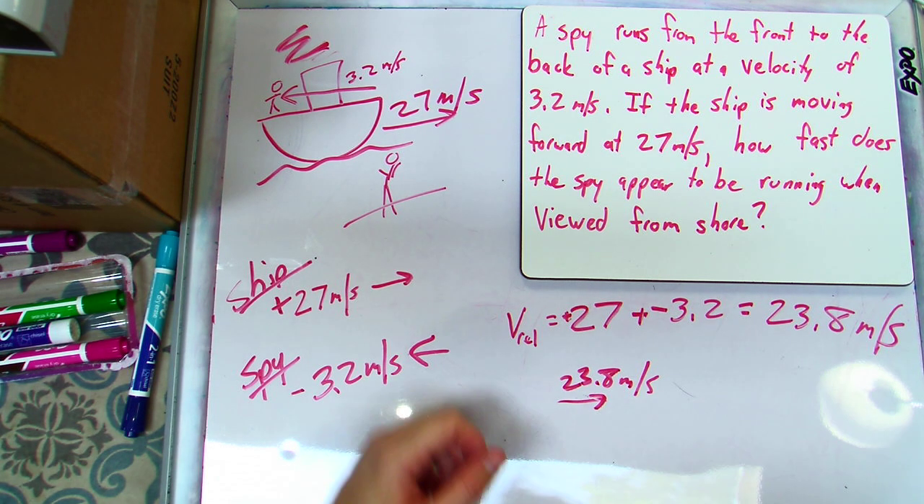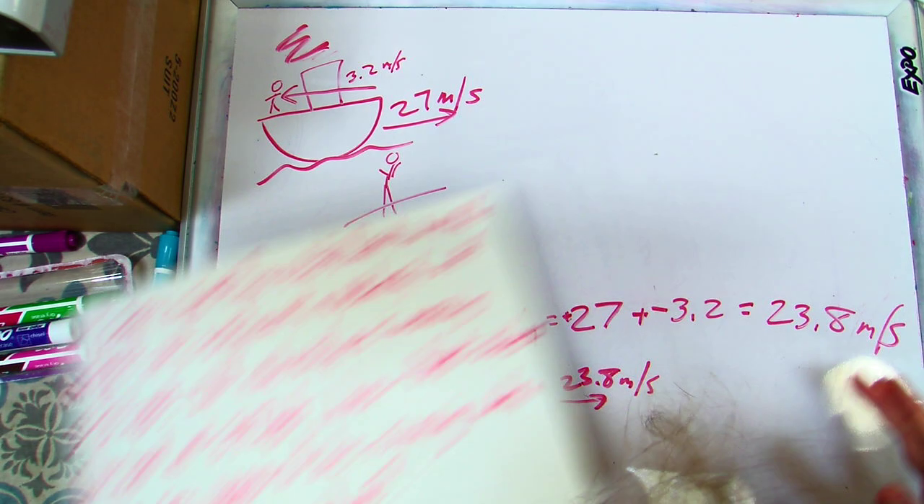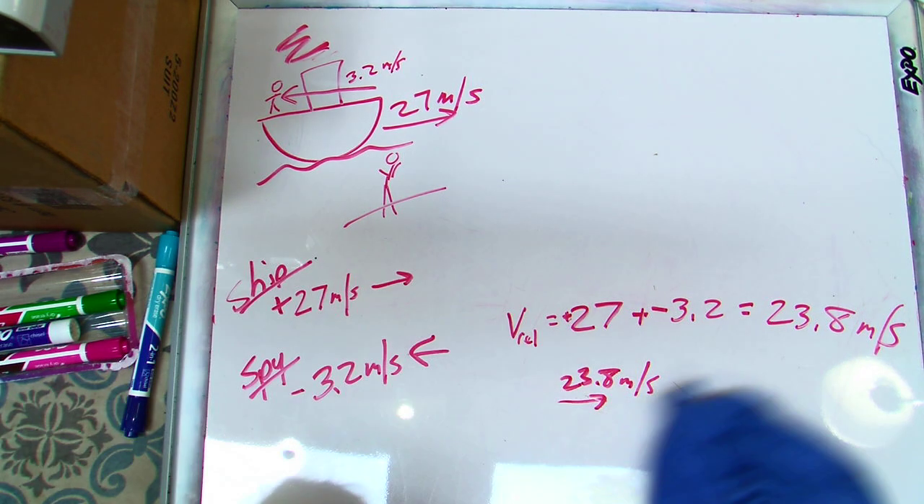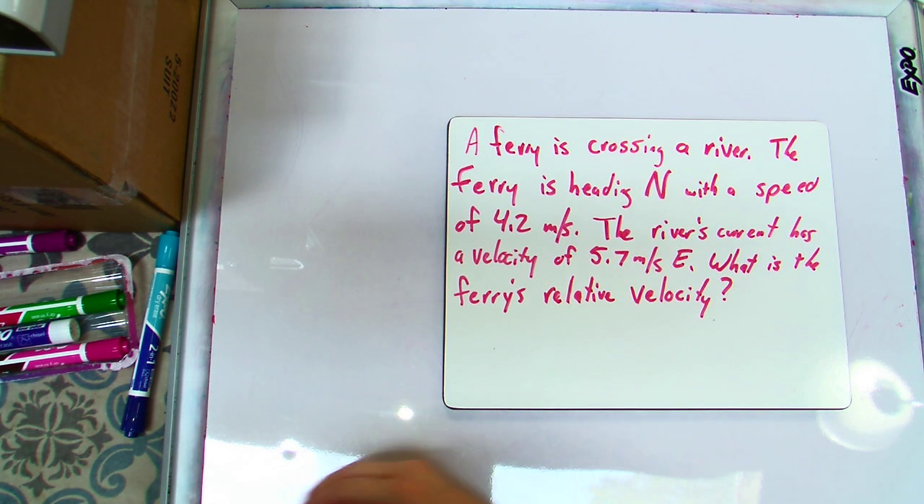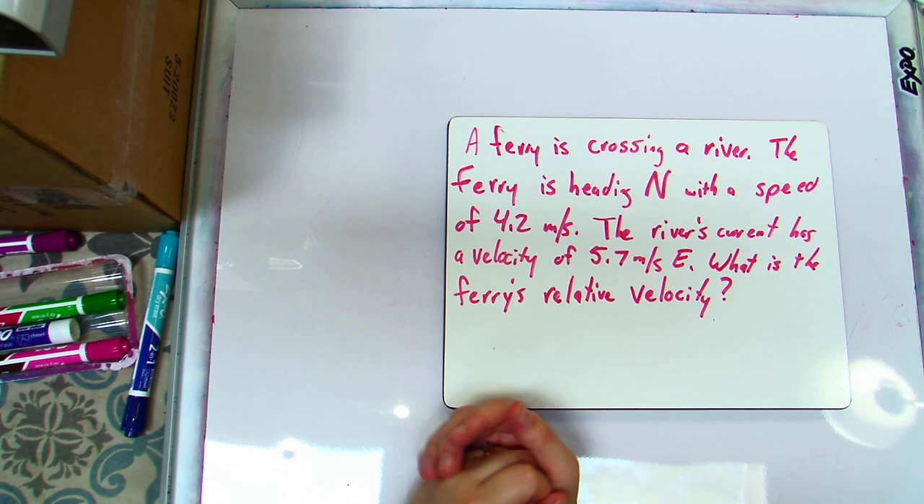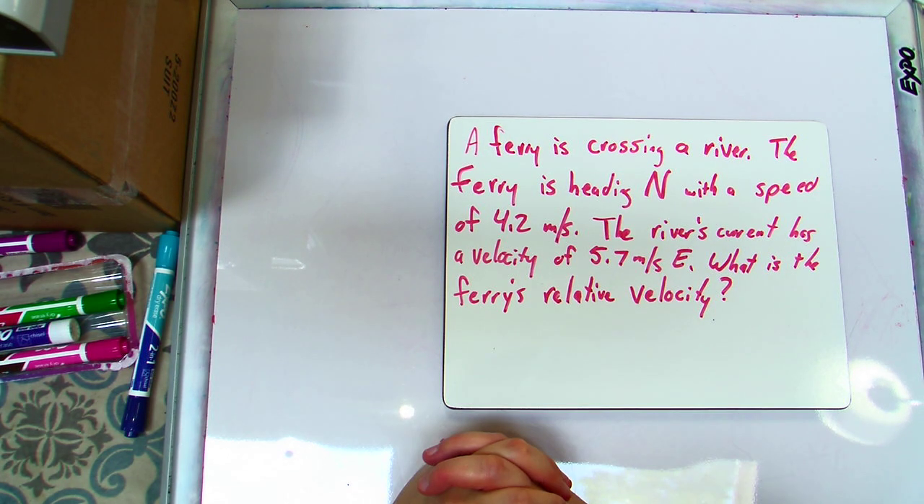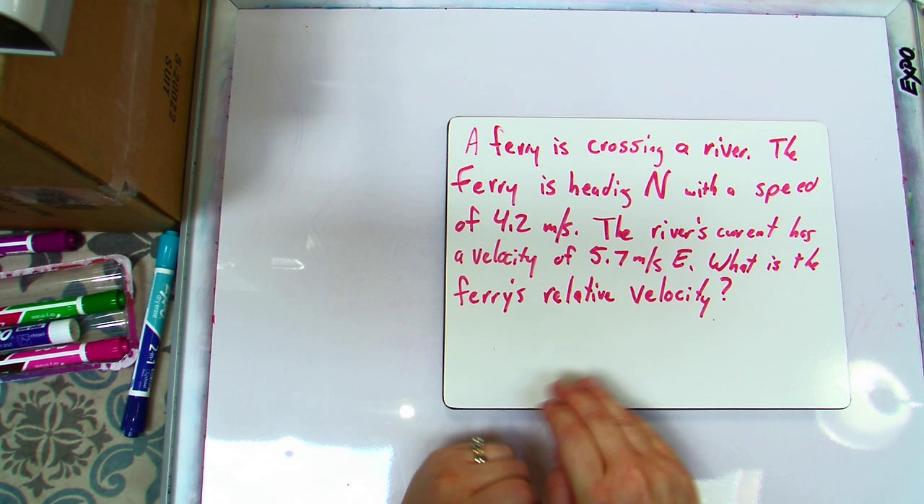Now let's do one more relative velocity problem. A ferry is crossing a river. The ferry is heading north with a speed of 4.2 meters per second. The river's current has a velocity of 5.7 meters per second east. What is the ferry's relative velocity?